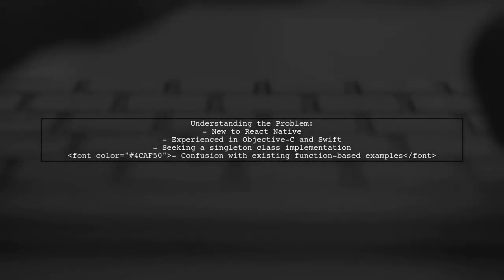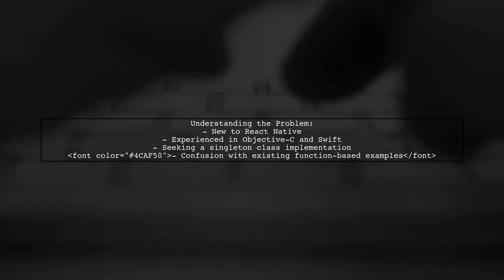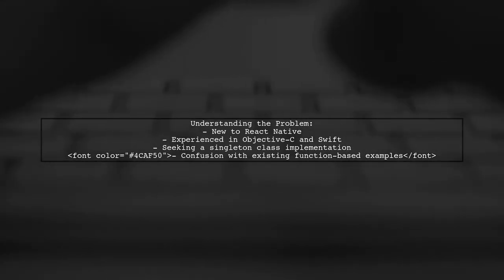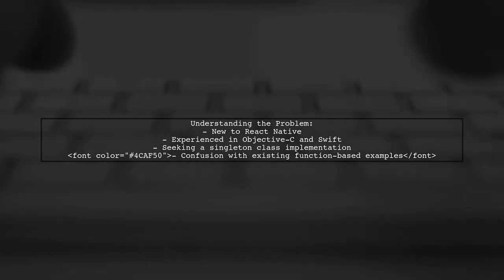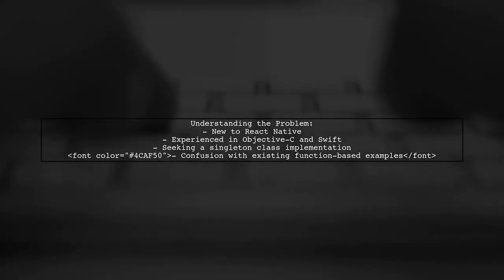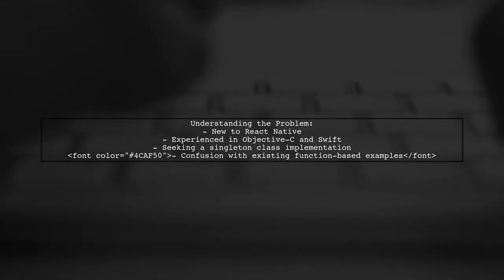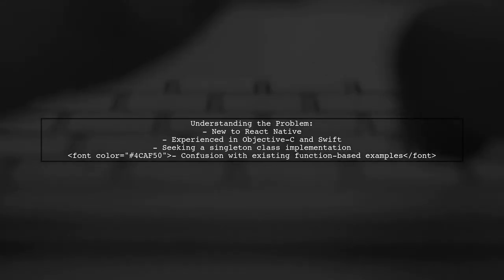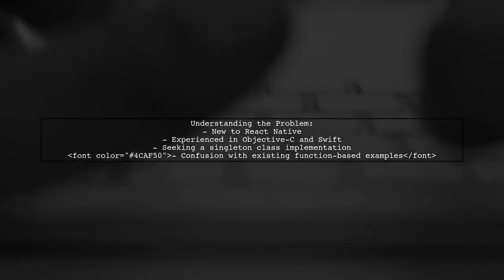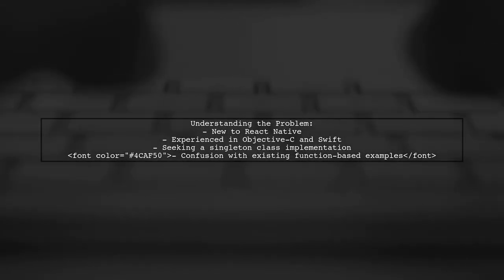Here's a quick overview of the problem. Our viewer is new to React Native, but has experience with Objective-C and Swift. They want to implement a singleton pattern, but have only found examples that create singleton functions, not classes. They're looking for guidance on how to create a singleton class and manage multiple variables within it.